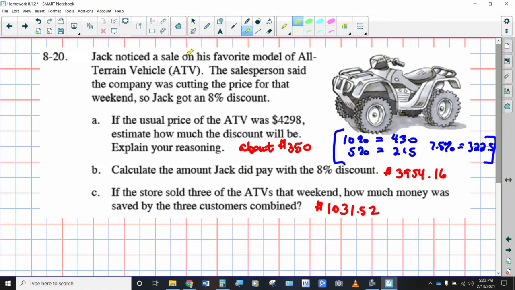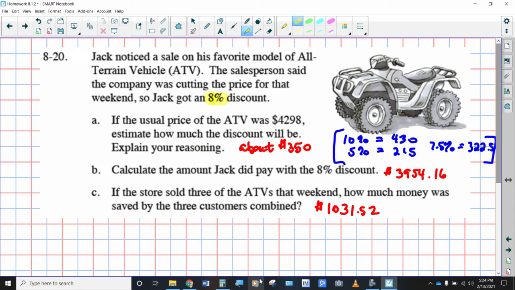All right, Jack noticed a sale on his favorite model of all-terrain vehicle. The salesperson said the company was cutting the price 8%. Wonderful. If the usual price is $4,298, then how much is the discount going to be? Okay, so it's an 8% discount. So you could think about it this way. You could say, well, 10% would be about $430 because that's almost 4,300, and 5% would be half that. So you know it's got to be somewhere in the mid 300 range, right? The halfway point between those two.